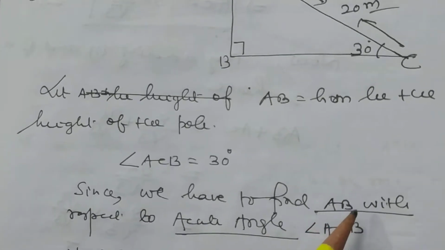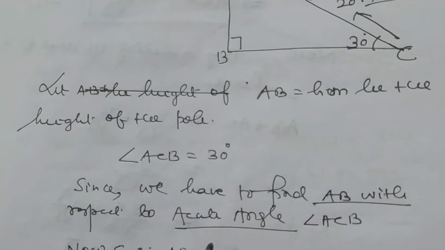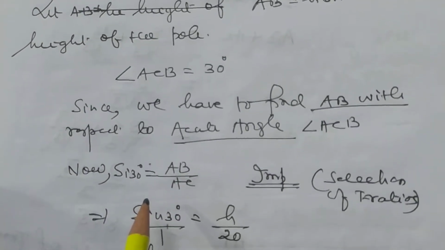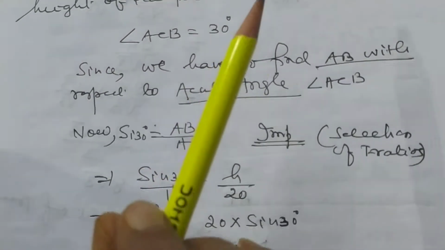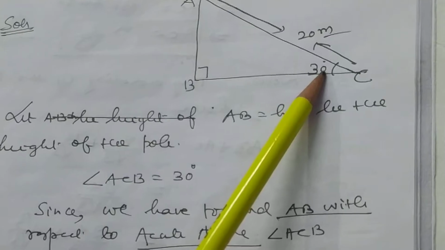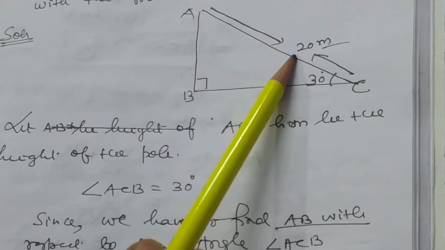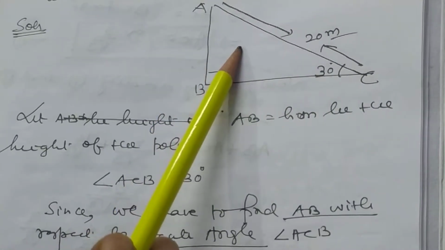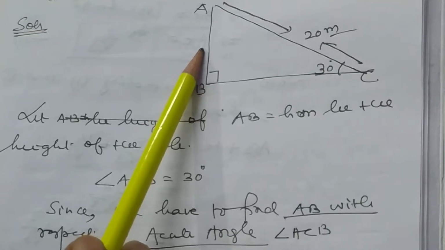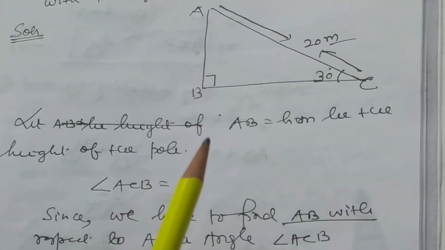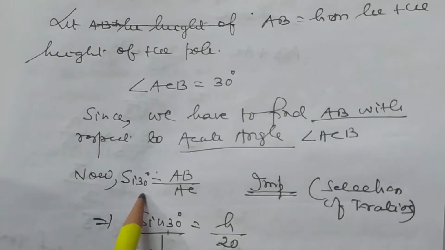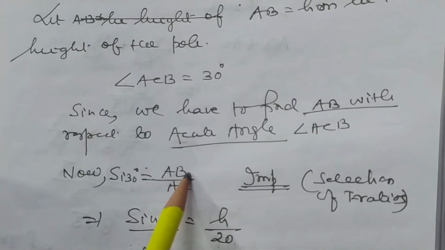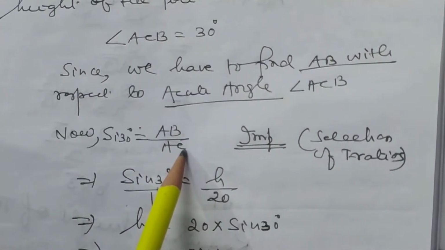Since we have to find AB with respect to the acute angle ACB, and AC is given, that's why you take AB in the numerator. What you have to find, you must take in the numerator. Then it will be easy to solve the problem. So sin 30 is equal to AB by AC. Now AB you have to find out, so take AB in the numerator and AC is given in the denominator.